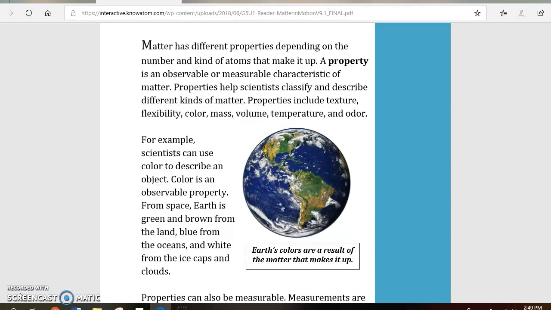For example, scientists can use color to describe an object. Color is an observable property. From space, Earth is green and brown from the land, blue from the oceans, and white from the ice caps and clouds. Caption: Earth's colors are a result of the matter that makes it up.